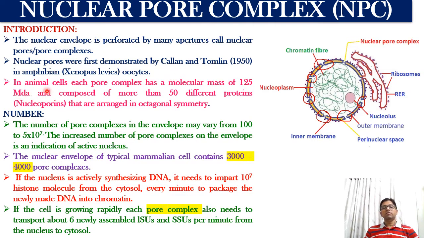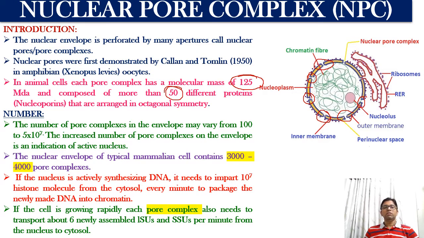In animal cells, each pore complex has a molecular mass of 125 million Daltons, and each pore complex is composed of more than 50 different types of proteins.